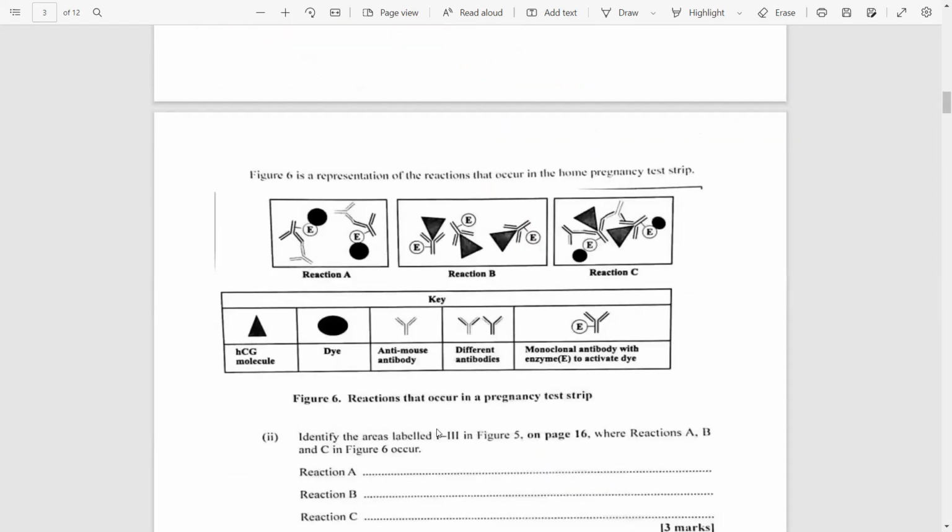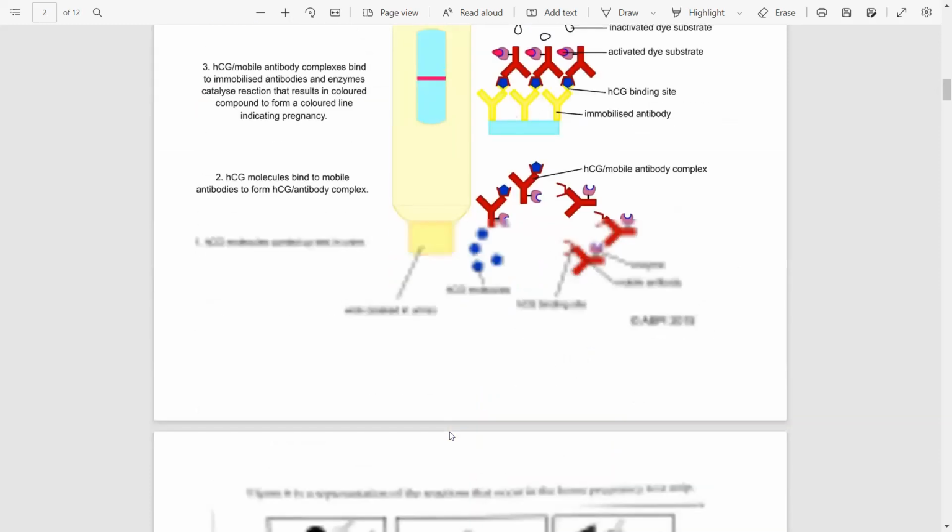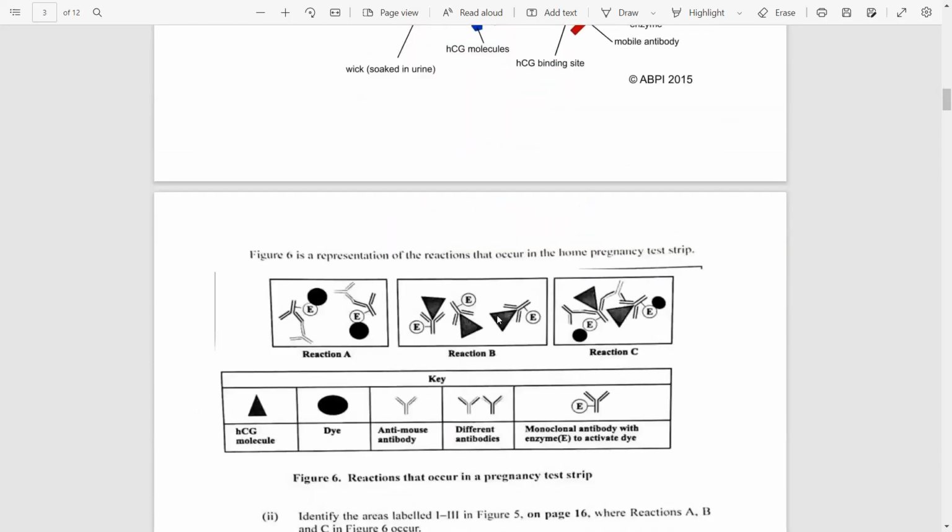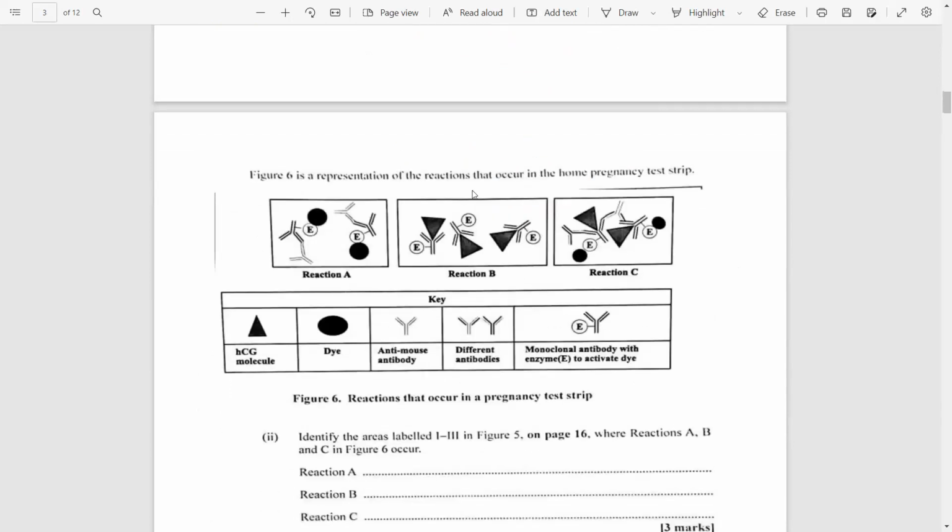So now this is the question that arises from what they were talking about for the pregnancy test now. So figure 6 is a representation of the reactions that occur in the home pregnancy test strip. Well, you have reaction A, which is a dye. Wait, the circle is the dye.